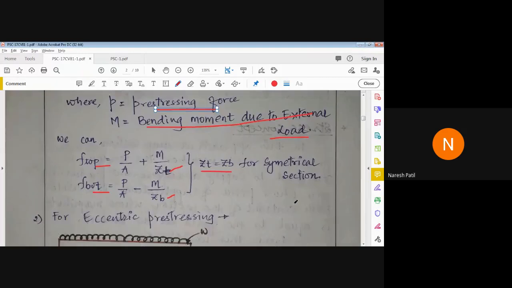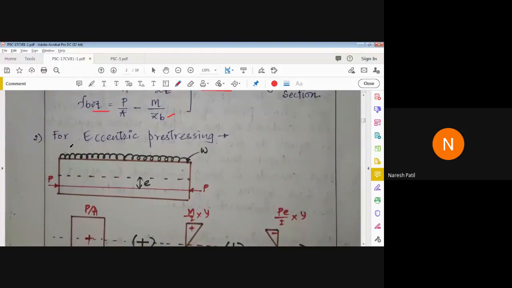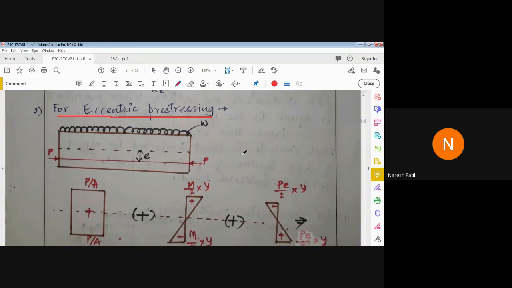Now we will move on to eccentric pre-stressing. For eccentric pre-stressing, what will happen? Can you tell me why it is called eccentric? Jyoti, can you tell me? The cable and centroid are not in the same line, sir. Yes, that's why it is called eccentric. See, there is eccentricity here. This is E, the eccentricity. And we have the cable here, again carrying a pre-stressing force P.